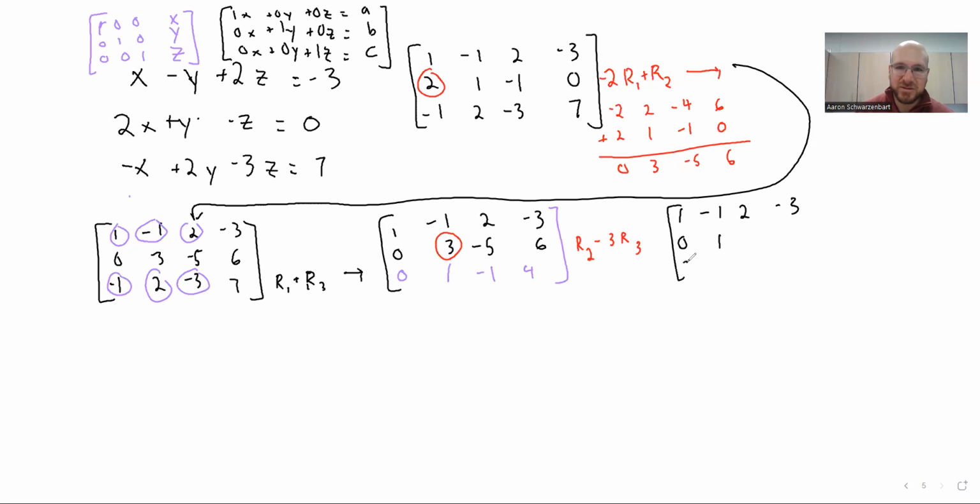Well, I know that's going to be a 1. Here's the other one I'm not changing. I set that one up to be a 1, but R3 becomes, term is here is 3 and -3 is 1. 5 and -3 is -8. 6 and negative 12 is negative 6.